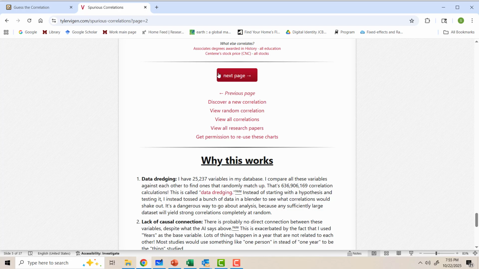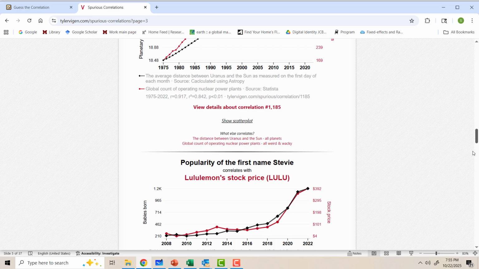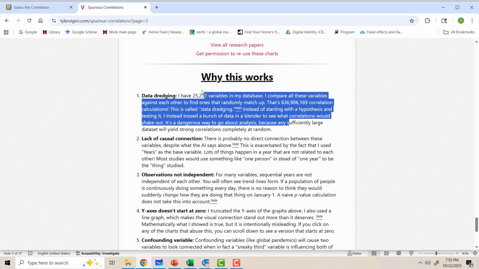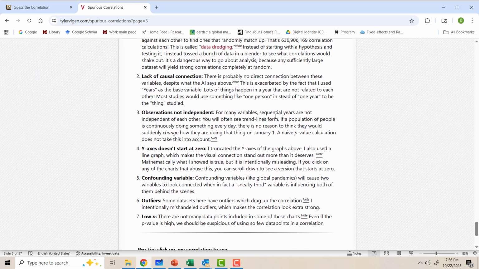Okay, I think I'll let you explore these things. And if you look at this guy's theory, he has 25,000 variables and 600 million correlations, and then just basically does data mining, data dredging, where it finds significant values out of those 630 million correlations. So that's kind of interesting.